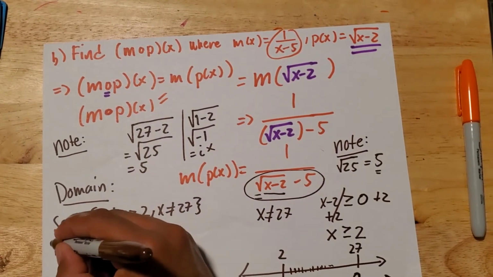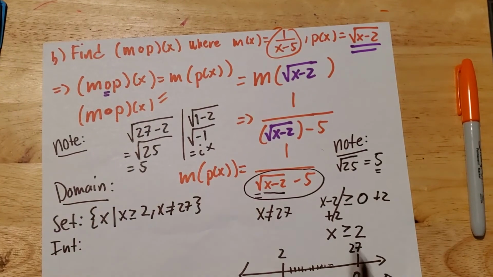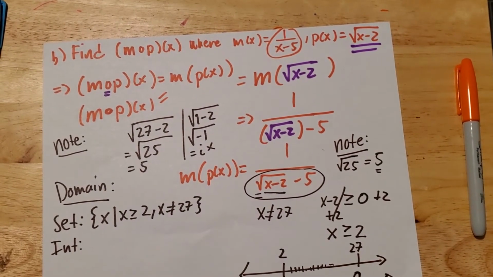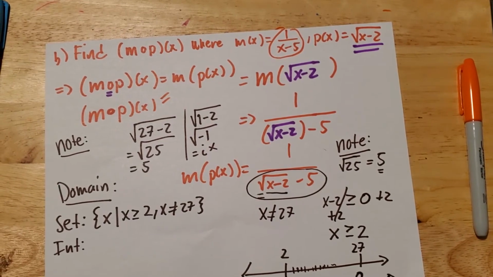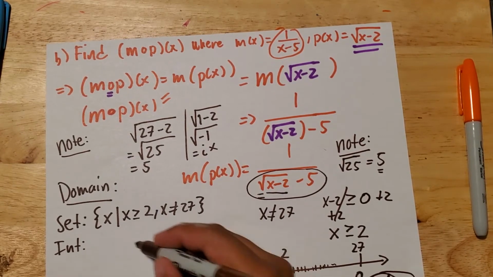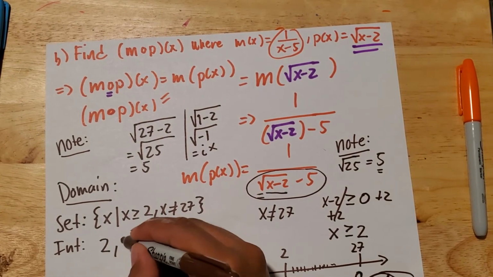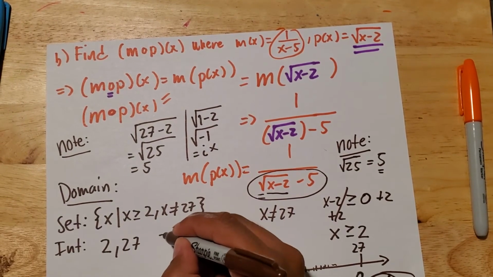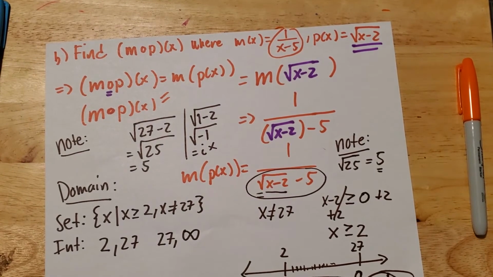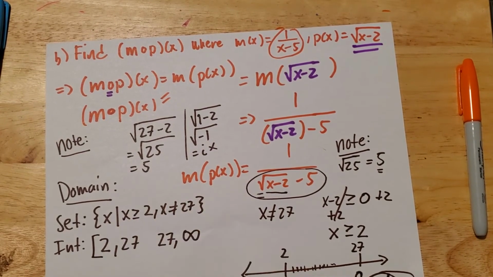If I did interval notation, then I know I'm going to exclude that 27 here on this sort of graph. So that means it's going to end up breaking this up into 2 different intervals. One that starts at 2 and stops at 27. And then another one that starts at 27 and continues to infinity. Now I know at 2 I have a closed circle, which is perfectly okay. So that means I'm going to have a bracket around 2.